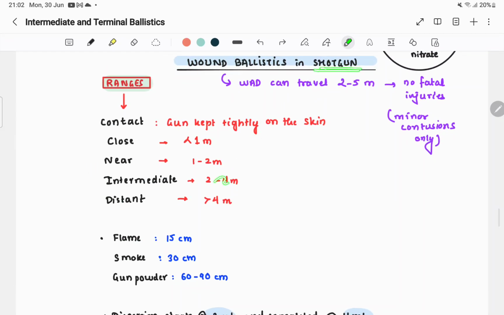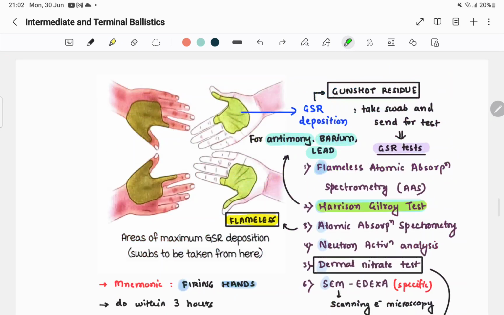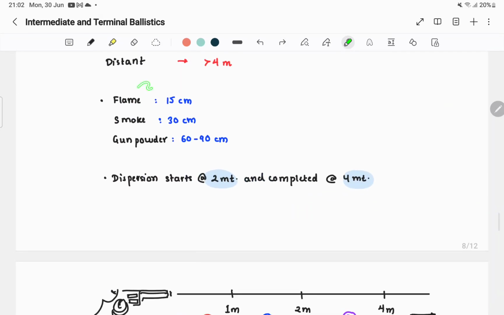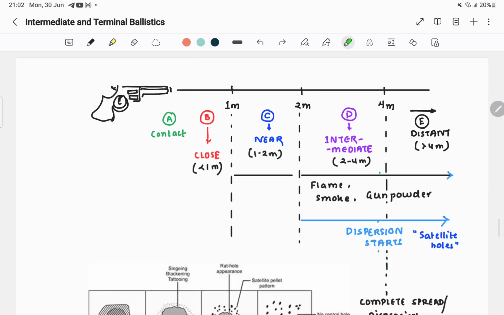I'm talking about shotgun now. Don't confuse it; it was rifle before and now it is shotgun. Flame in rifle was 7 to 8 centimeter. Smoke was 15 centimeter. Gunpowder is the same, 60 to 90 centimeter. Wad 2 meter. Minor bruises.